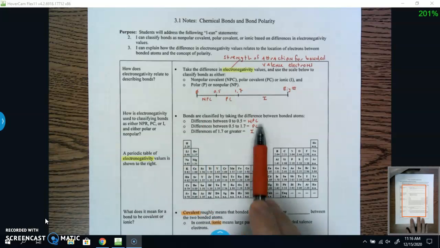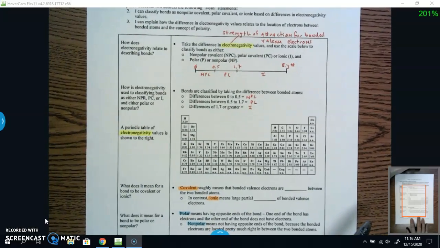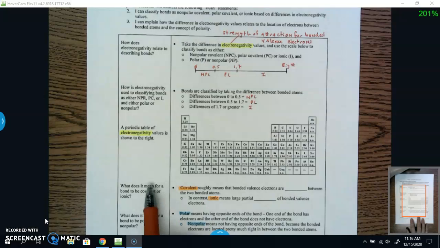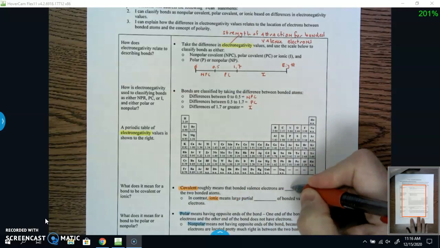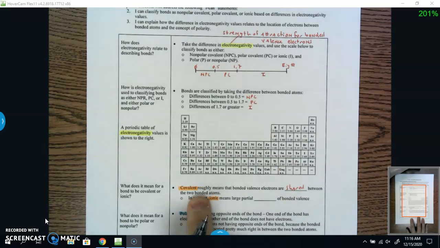Okay. So we've talked about classifying bond types as nonpolar covalent, polar covalent, and ionic, and I want to give us a better understanding of what it means for a bond to be covalent or ionic. For a bond to be covalent, this basically means that the bonded valence electrons are shared between the two bonded atoms.